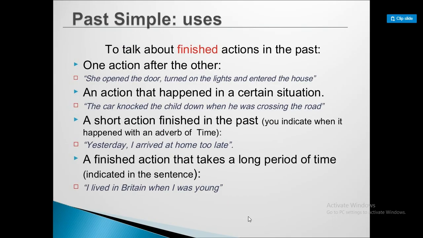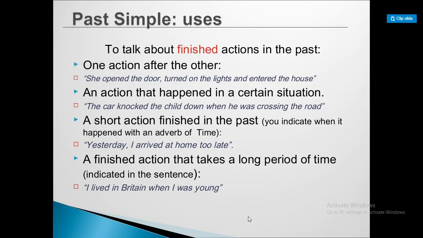We use the simple past to talk about finished actions in the past, or to state one action after the other, and actions in series. For example, she opened the door, turned on the lights, and entered the house. Also, we use the simple past to talk about an action that happened in a certain situation. For example, the car knocked the child down when he was crossing the road.